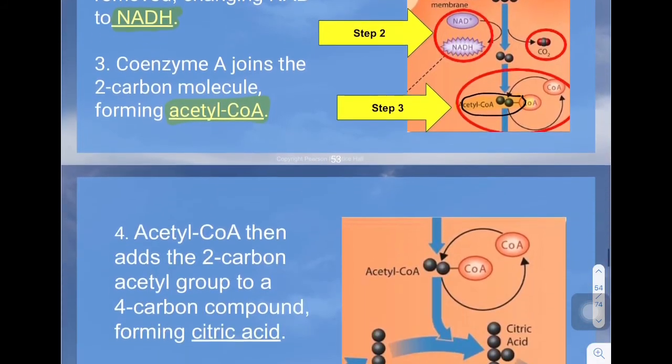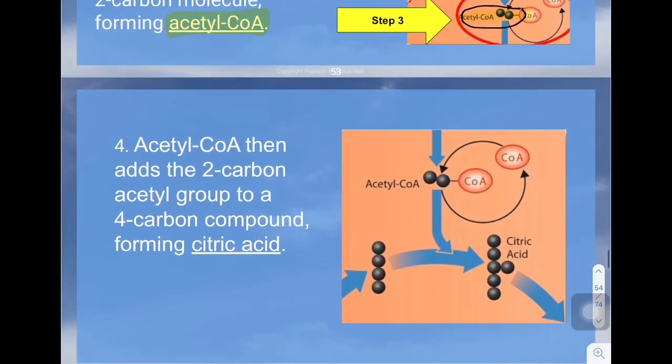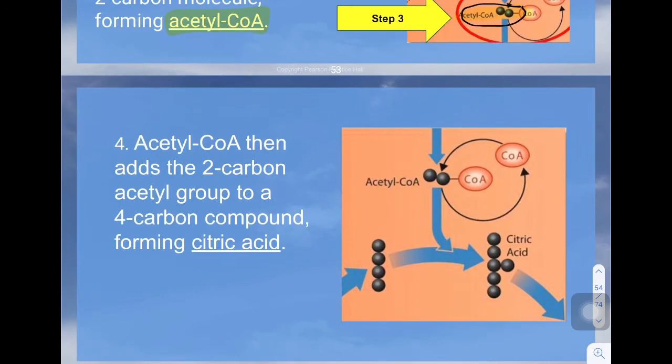Step number 4, acetyl-CoA, that molecule, is now going to add 2 more carbons to a 4-carbon compound that is already part of the cycle. And that is why sometimes this cycle is called the citric acid cycle. That is the name of the compound that is present in the cycle. So it is known as the Krebs cycle, or aka the citric acid cycle, because of this molecule right here that is going to pick up this acetyl-CoA molecule.